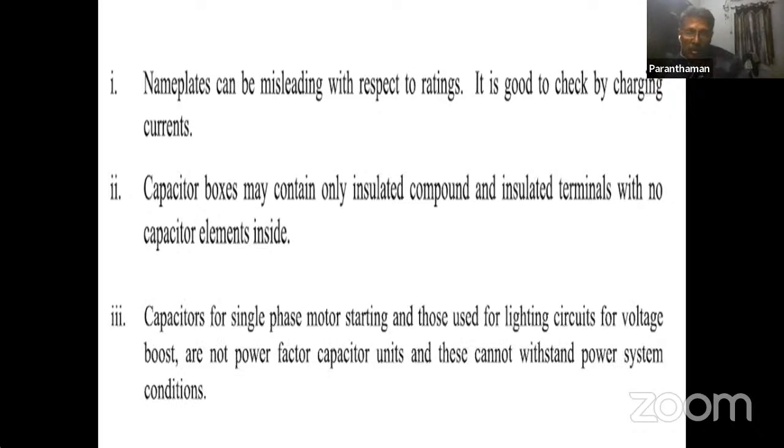Capacitors for single phase motor starting, those used for lighting circuits and voltage boosting cannot be used as a power factor correction capacitor. They do not match. The microfarad may be the same, but they do not withstand the power system conditions. They are manufactured differently. These are all the points we must keep in mind.